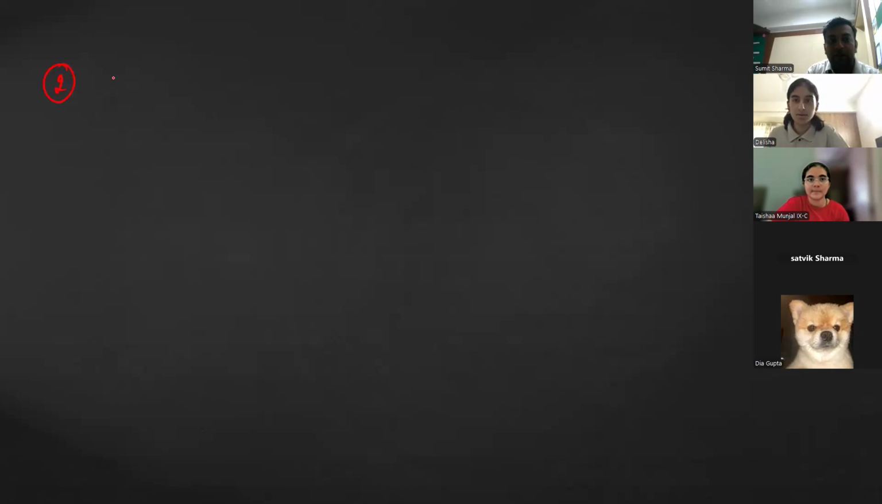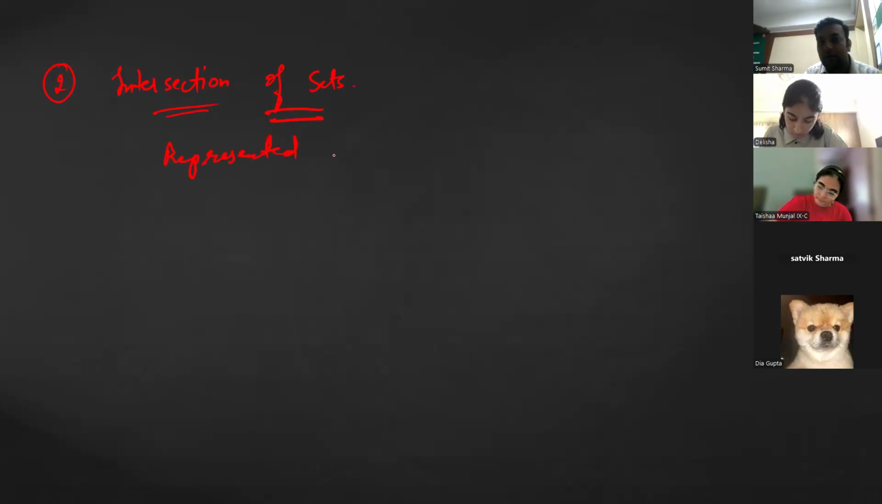The second operation is known as intersection of sets. Intersection basically means the common part of both the sets. So it is represented by A intersection B. So intersection is basically represented by inverted U, right? तो ये इसका रिप्रेजेंटेशन हो गया. Example पहले हम कर लेते हैं and then we will go to the Venn diagram.